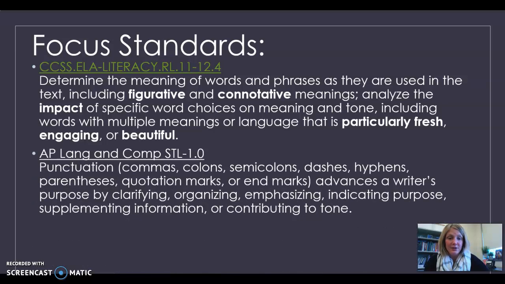The second standard is going to be a standard that we explore in class this week and next, which is punctuation, commas, colons, semicolons, dashes, hyphens, parentheses, quotation marks, or end marks, advances a writer's purpose by clarifying, organizing, emphasizing, indicating purpose, supplementing information, or contributing to tone.